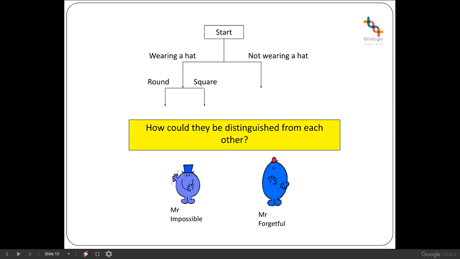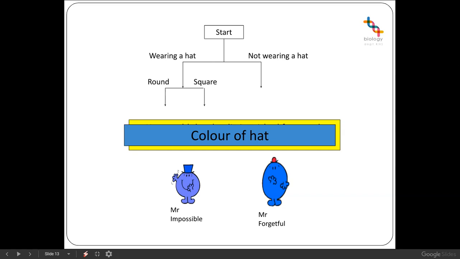We've initially separated your groups out by those wearing a hat, those not wearing a hat, those which are round versus those which are square. We now need to separate our 2 round Mr. Men from each other. I'm going to go with colour of hat. So Mr. Impossible has a blue hat, Mr. Forgetful has a red hat.